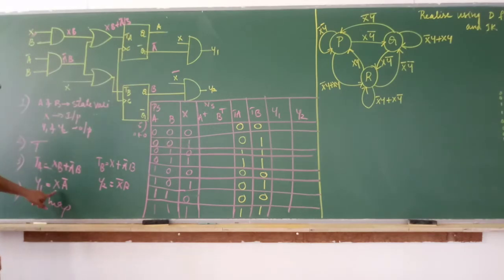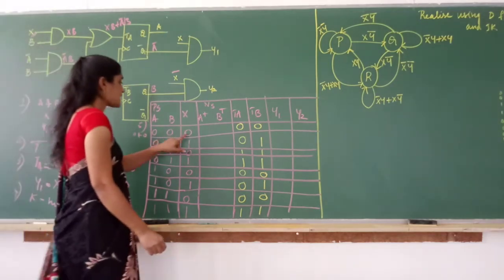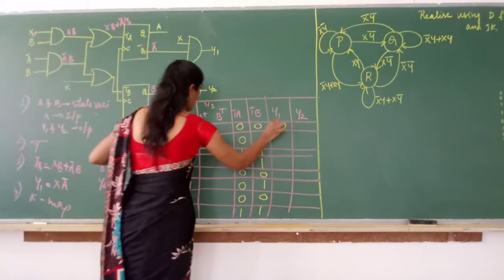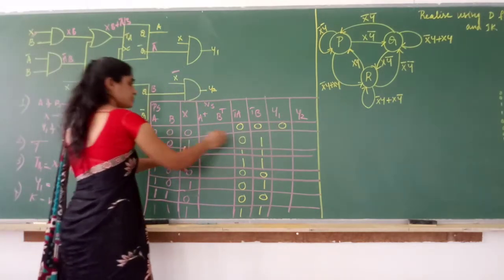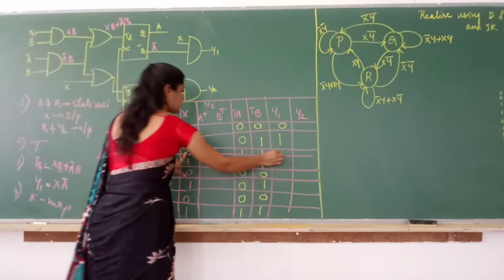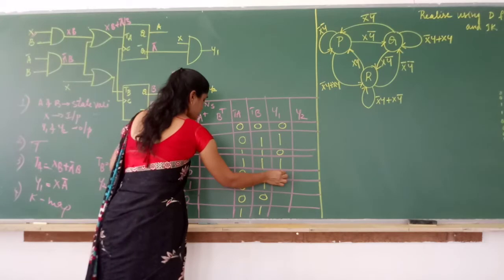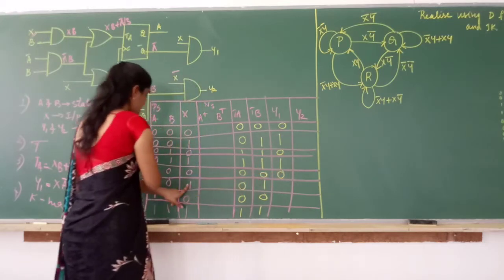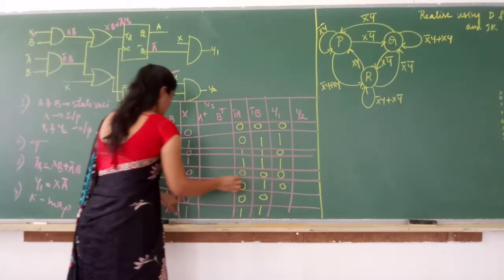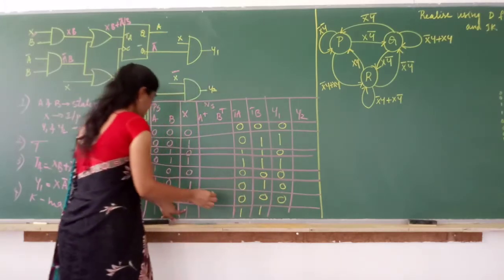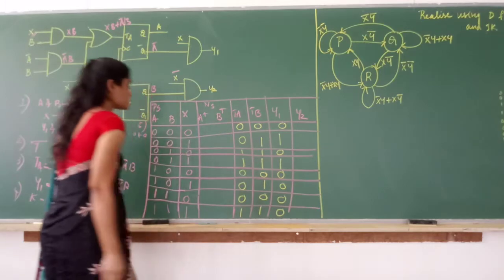Next, what is Y1? X A bar. Y1 is X A bar. X A bar. So 0. X is 0. So this is 0. X A bar. So this will be 1. X A bar. So this is 0. X A bar. So this is 1. X A bar. So 0. X A bar. Again 0. X A bar. So 0. X A bar 0.